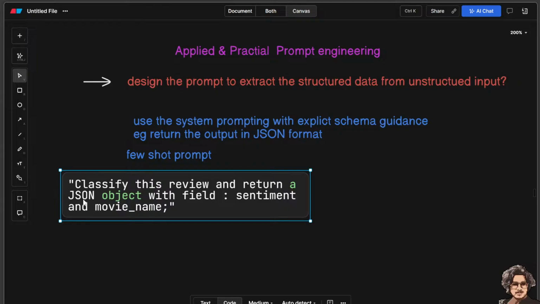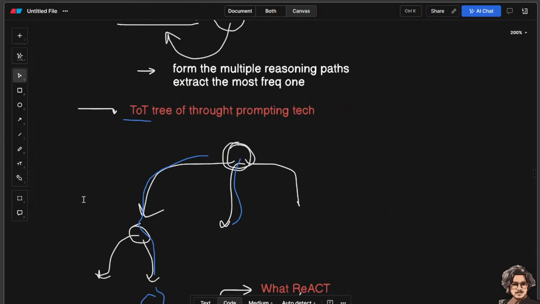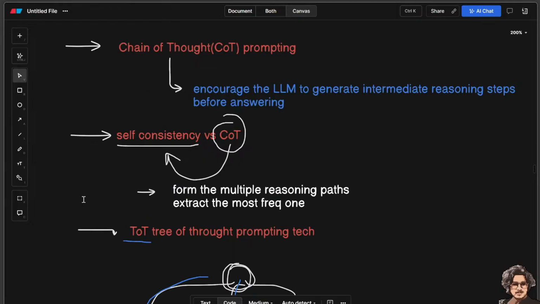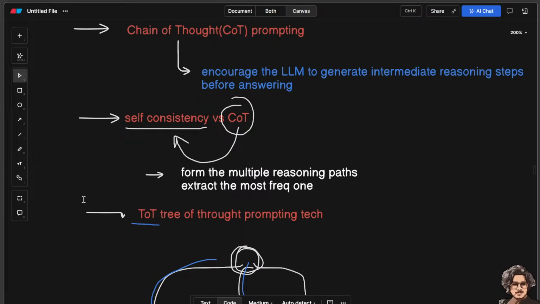Another question is how do you handle long or multi-turn tasks with the LLM? In that case, we have to answer that we use step-back prompting or multi-step COT. COT is chain of thought, and ToT means tree of thoughts.